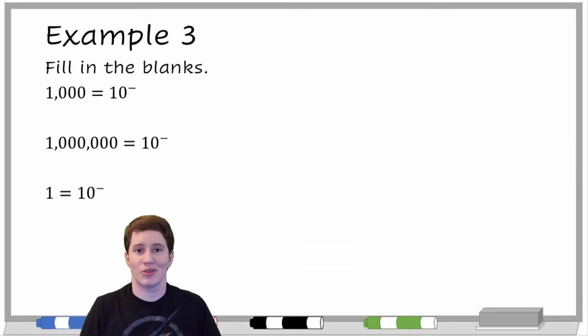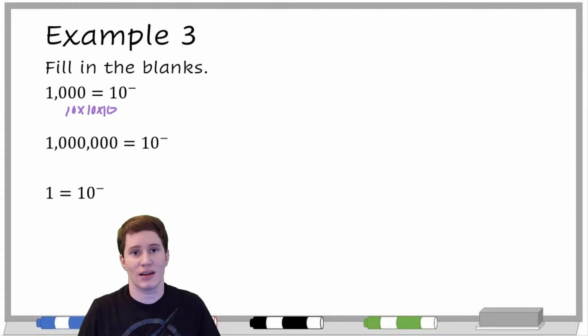Okay, this time I remembered to put the blanks. Example 3, fill in the blanks. So now we're starting off with a number and being asked to write it as 10 to some power. So 1000 equals 10 to what power? Now, we could write out how many tens we think it takes and multiply them together and kind of guess and check.